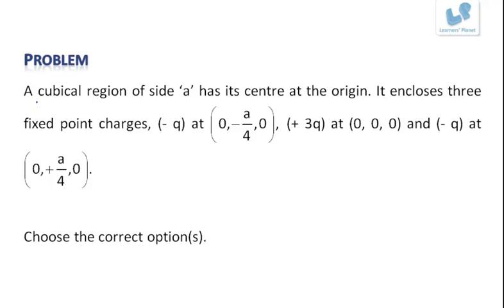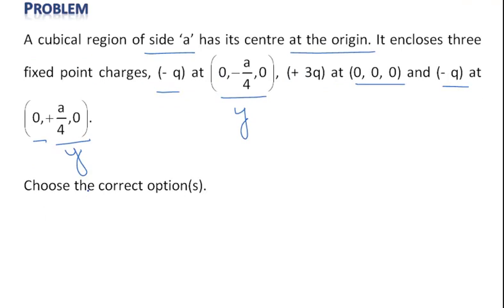Now the first problem is: a cubical region of side A has its center at the origin. It encloses 3 fixed point charges: minus q at (0, minus a by 4, 0), that is, it is on the y-axis, then plus 3q at the origin, and minus q at (0, plus a by 4, 0), which means this is also on the y-axis.